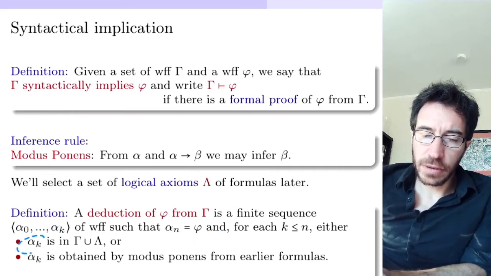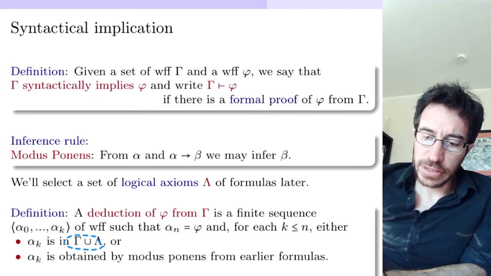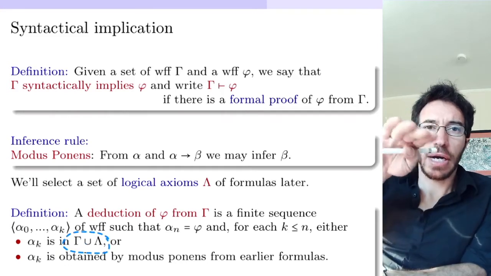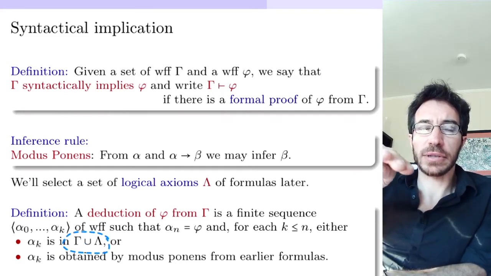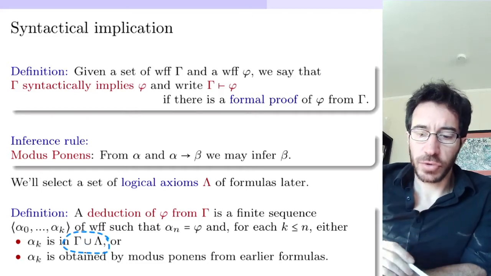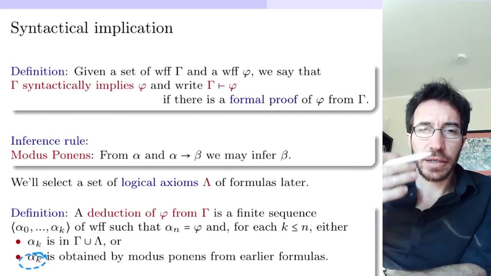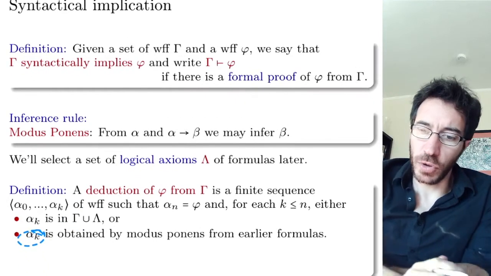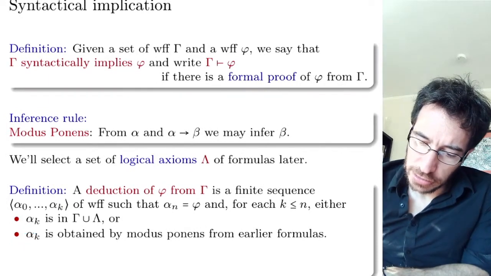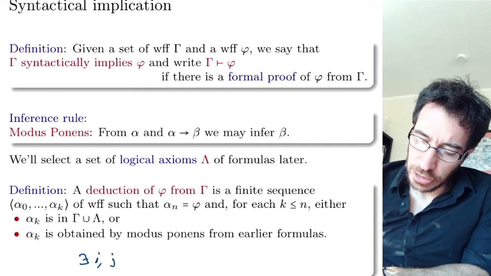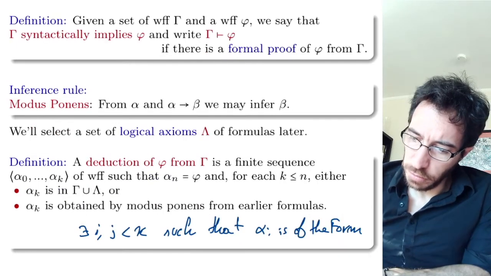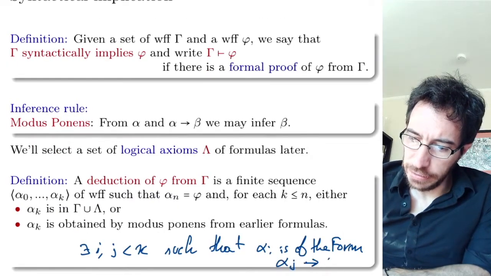Each alpha k either is one of your assumptions in gamma, or it's a logical axiom, so it belongs to the union of gamma and the logical axioms. So along your proof, you can write something that you know from the assumptions and from the logical axioms. Or alpha k can be obtained from the previous lines using modus ponens. What that means is that there exist i and j less than k, such that alpha i is of the form alpha j implies alpha k.